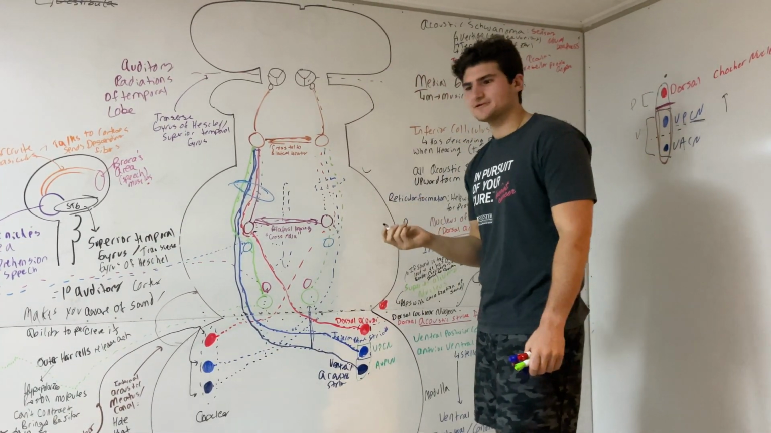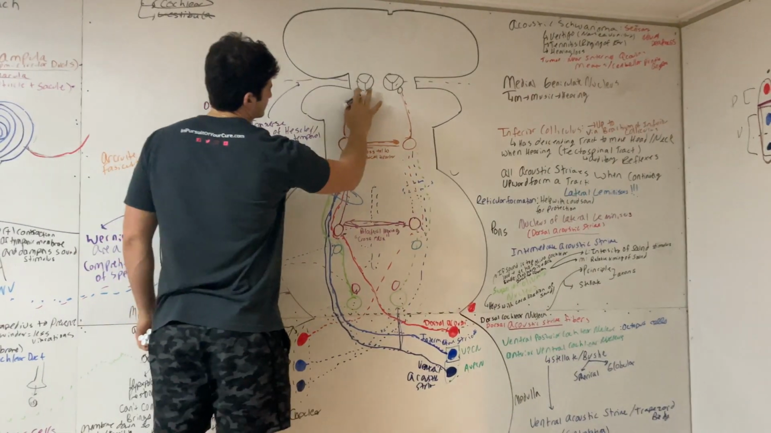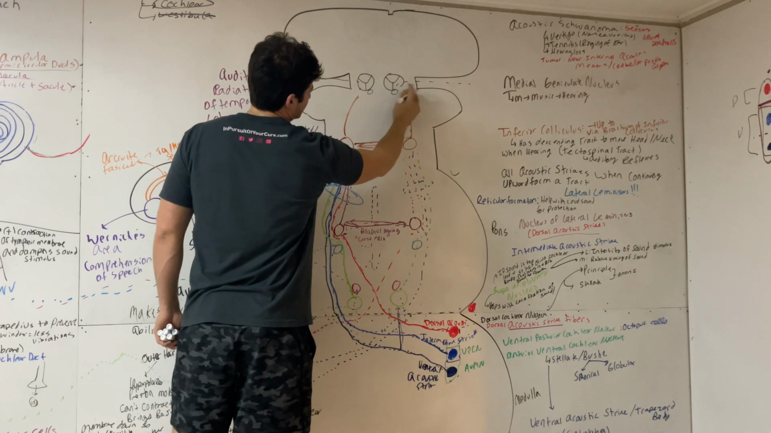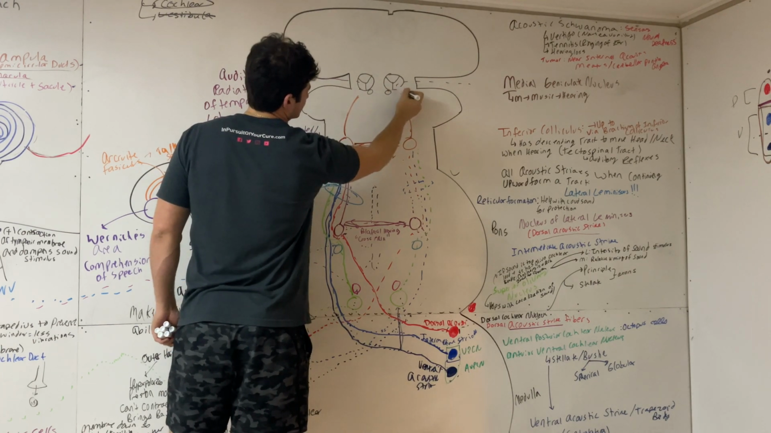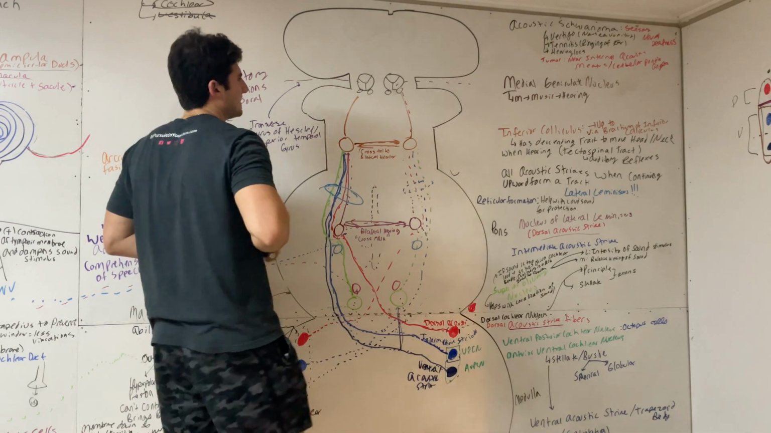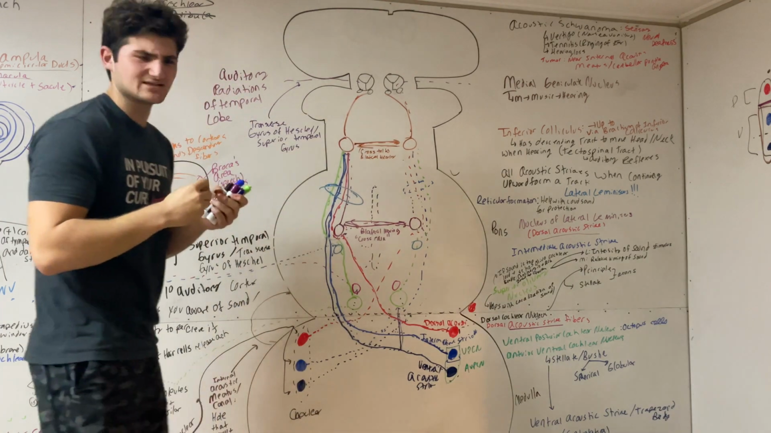Wait, why not the lateral geniculate? Well, the medial geniculate, I should have drawn him more medially, I'm sorry. This is medial, lateral is going to be over here. So we're targeting the medial geniculate. And how are we going to remember it's medial geniculate and not lateral geniculate? Because they sound the same.